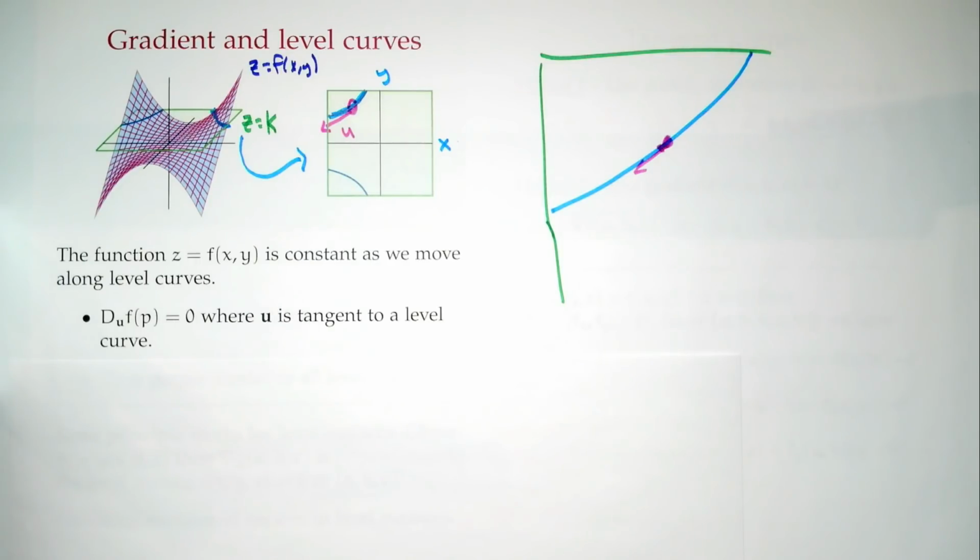Okay. Well, what does that tell us? Well, it tells us the last thing we need to know about the gradient. The gradient is perpendicular to level curves.